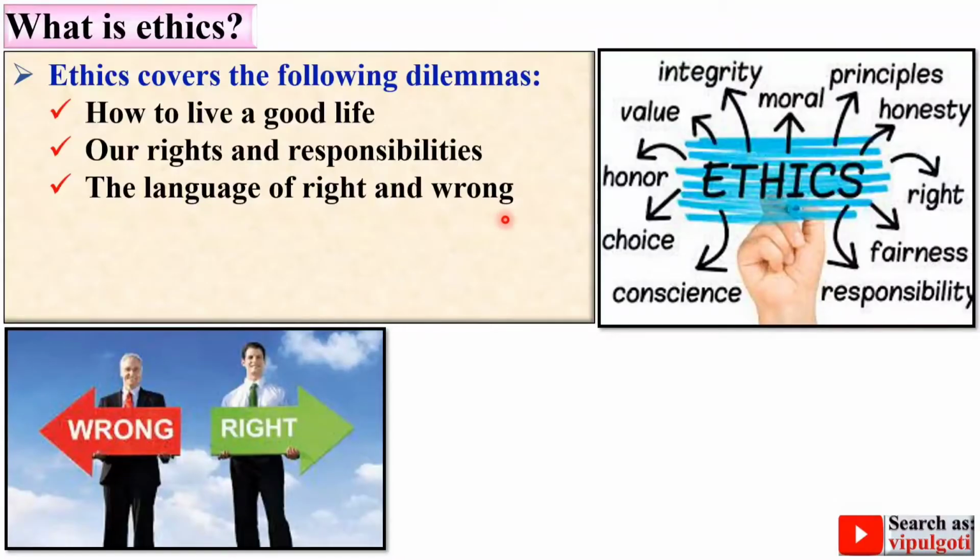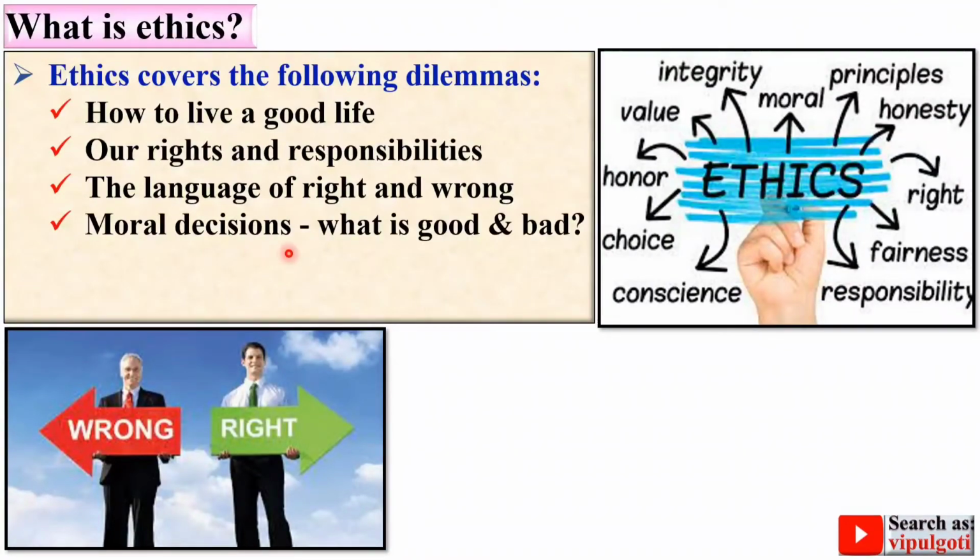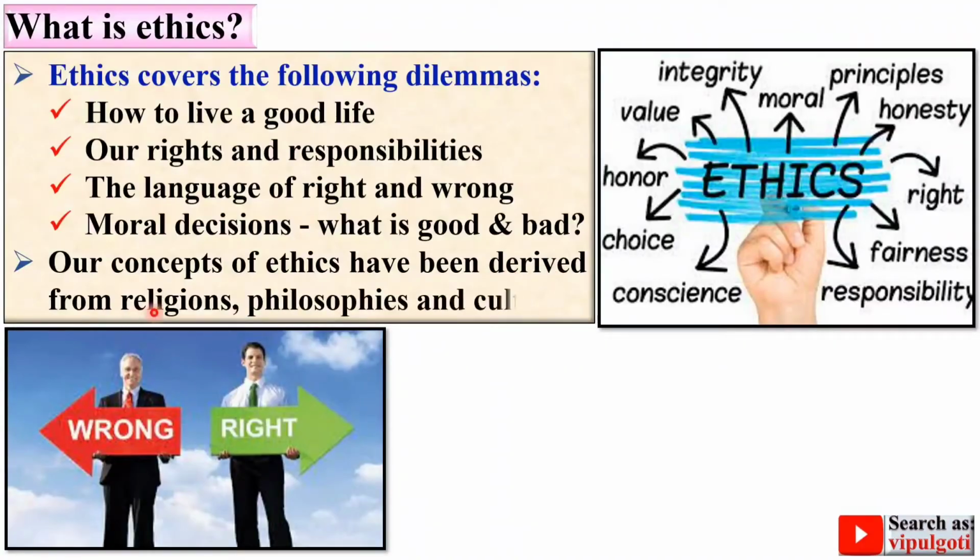The language of right and wrong. So what is right and what is wrong? That is once again concerned with ethics. Moral decisions mean deciding what is good and what is bad, and that should be decided by moral values. Our concepts of ethics have been derived from religions, philosophies, and culture. So generally we can say ethics or moral values have been derived from different sources such as religions, philosophies, and cultures.